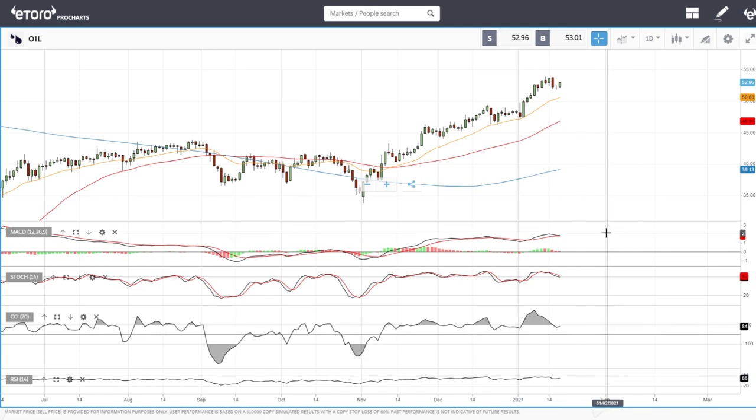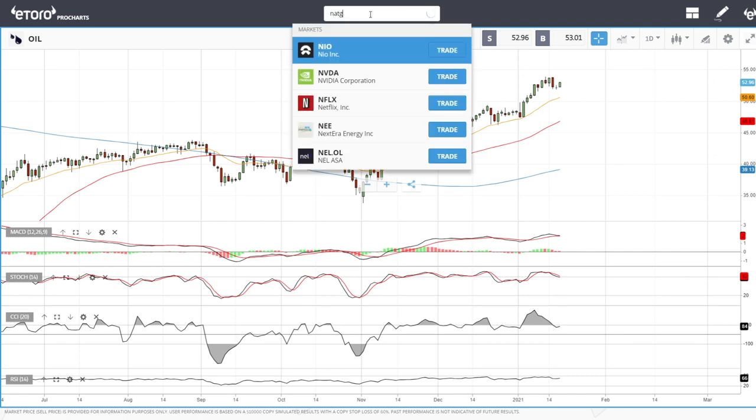Technical indicators are turning around. The stochastic is bearish. The MACD is flat. The CCI is looking more bullish, and so is the RSI. So we have to take out these previous highs here at the 53.70 in order to get to 55. Otherwise, a pullback towards the 20 exponential moving average is a major buying opportunity with a stop loss underneath. So let's look at natural gas.